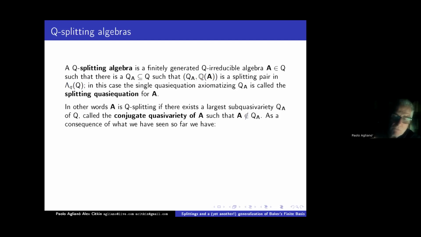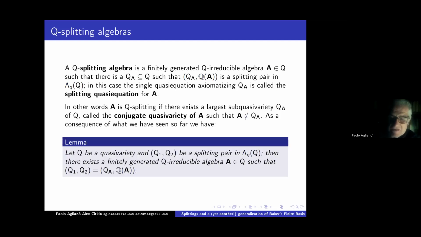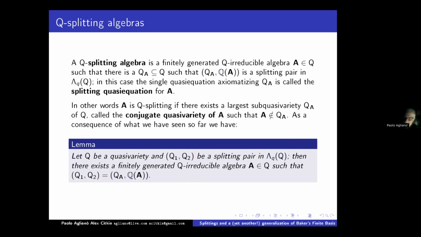But what is clear is that if I have a splitting, it is always something like this. If I have a splitting in the lattice of some quasi-variety, then there always exists a finitely generated Q-reducible algebra such that the splitting pair is exactly of this kind. So all these splittings are described by this group.